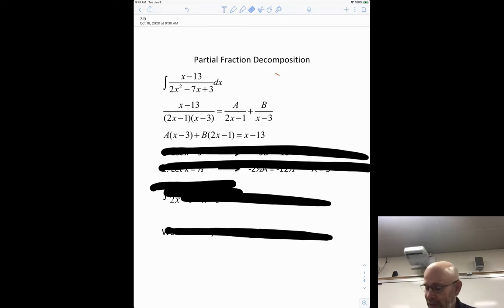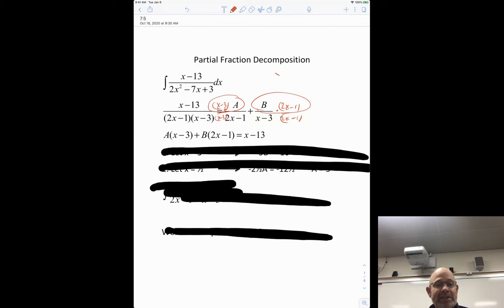So what you see me do here is just a little common denominator stuff. I just multiplied this term by 2x minus 1 over 2x minus 1, and this term by x minus 3 over x minus 3. So I get A times x minus 3 plus B times 2x minus 1. The denominators are now the same on both sides, so that has to equal x minus 13. What I'm doing is finding A and B. It looks a little bit weird because I got A, I got B, I got x's.